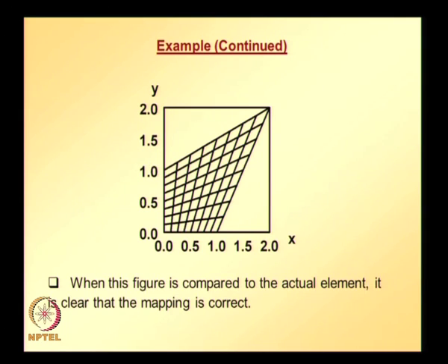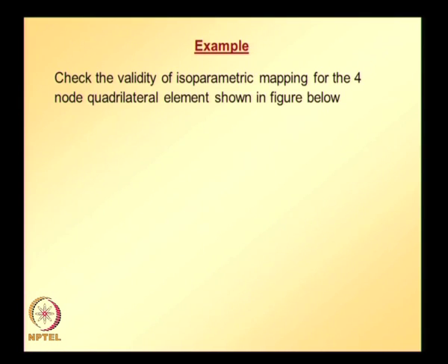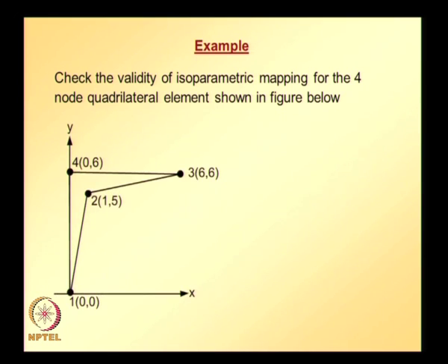So, we have taken a 4 noded element and we verified that for the element we have taken, the mapping turned out to be fine. But now let us take another element and see when the mapping is going to be not good or when there is going to be some problem with the mapping. So, now let us take an example. Check the validity of isoparametric mapping for a 4 node quadrilateral element. The element is looking like this.